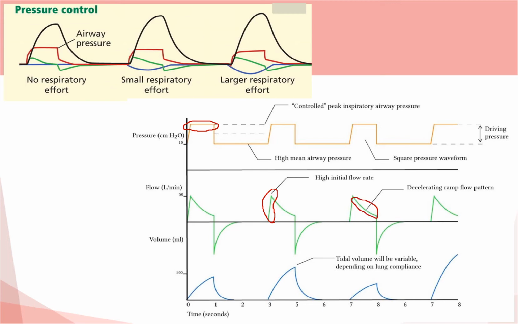So that initial high flow rate and then the decelerating ramp flow pattern is very characteristic of what a pressure control breath is. Since we are selecting a peak pressure, the patient's disease process or the patient's lungs will tell us how much tidal volume is returned. So if you take a look, tidal volumes can actually be variable on a pressure control mode of ventilation.